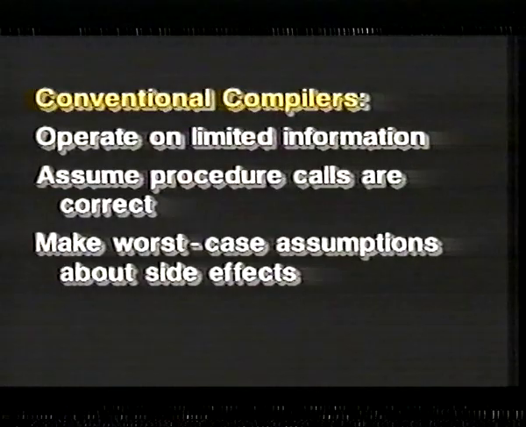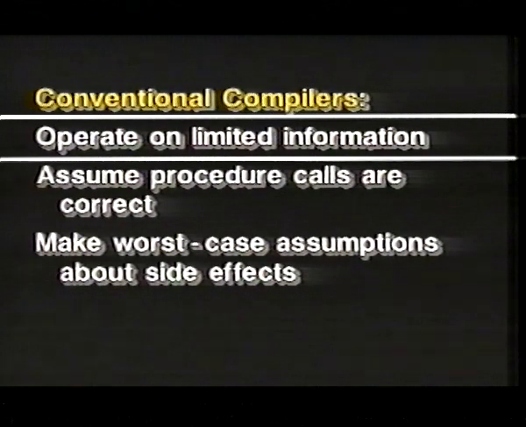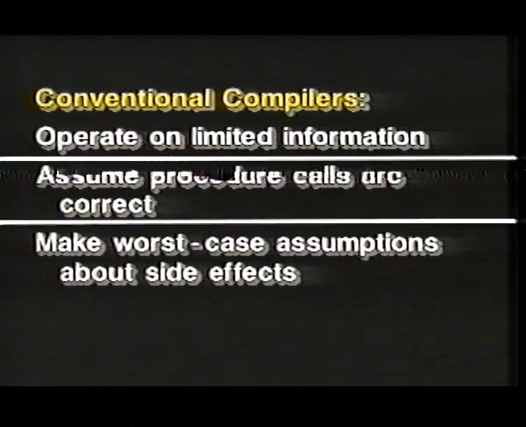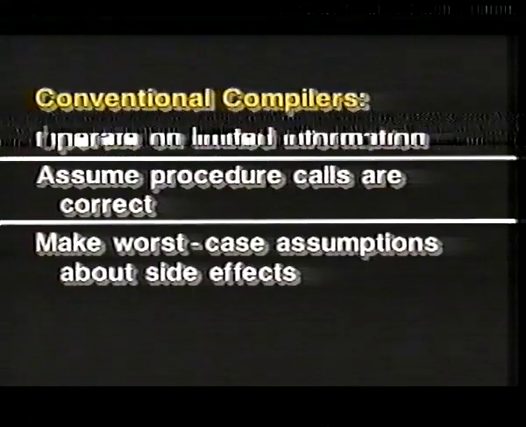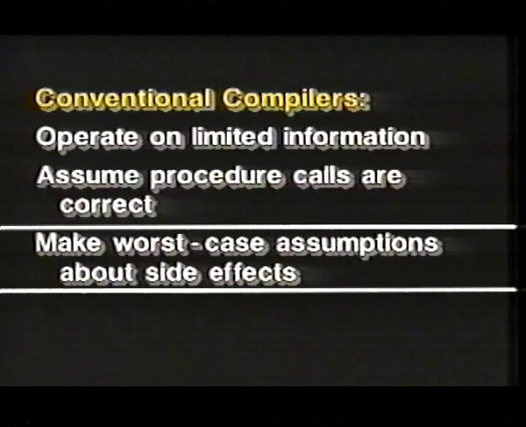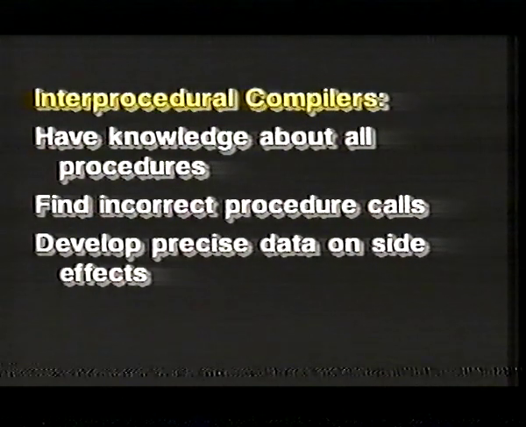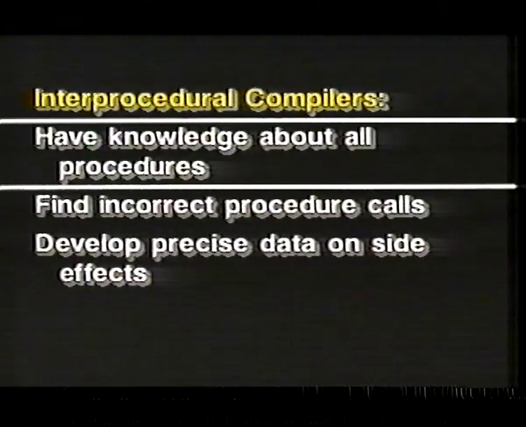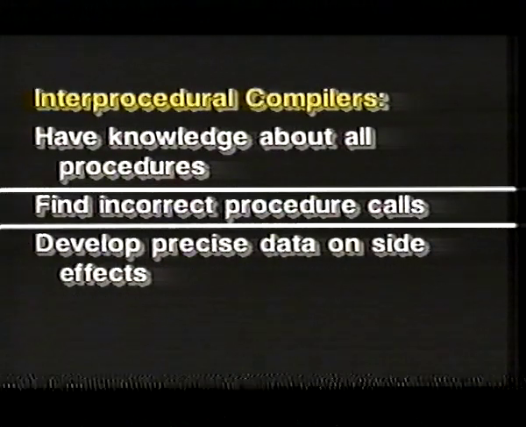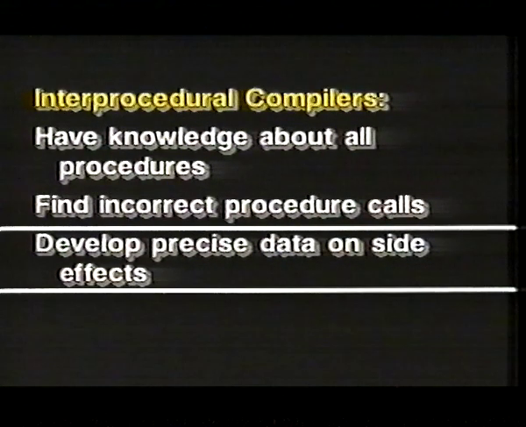Conventional compilers for some of the most commonly used languages operate on limited information. Fortran and common usage C compilers assume all procedure calls are correct. Languages like ANSI C and Ada require the programmer to provide extra information to check such calls. Even so, compilers must make worst-case assumptions about the side effects of a procedure call. Inter-procedural compilers, such as Convex's Application Compiler, have knowledge about all the procedures in an application. This makes it possible to find incorrect procedure calls and to develop precise data on side effects.